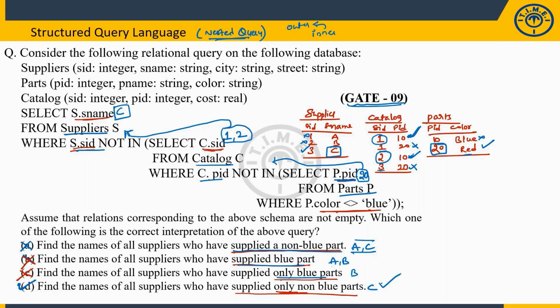Now what is C? C is there with option D. So option D is the correct answer for the question. Now what is option D? Find the name of all suppliers who have supplied only non-blue parts is the correct answer.